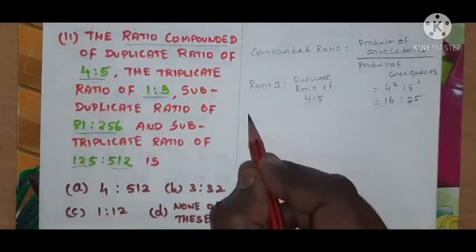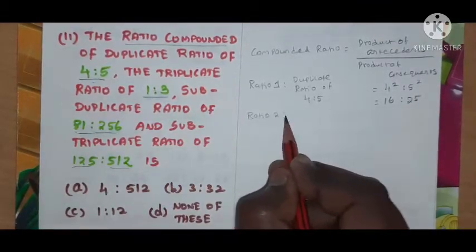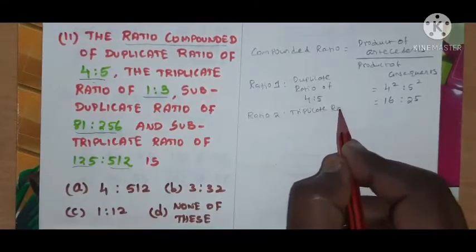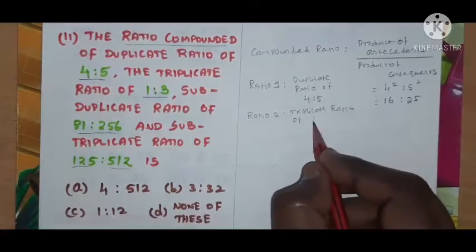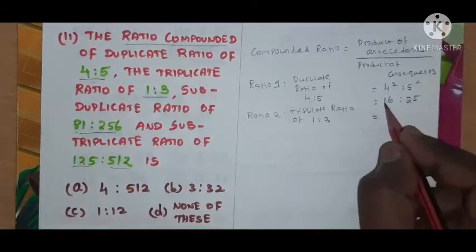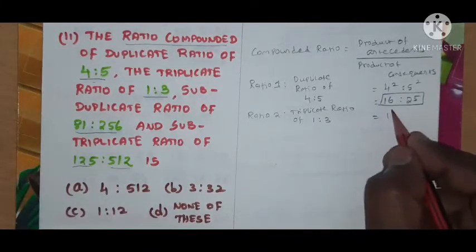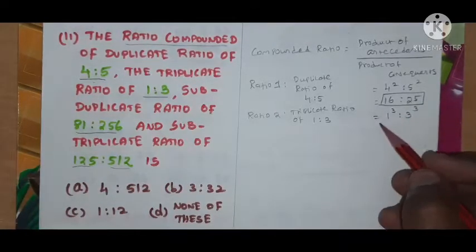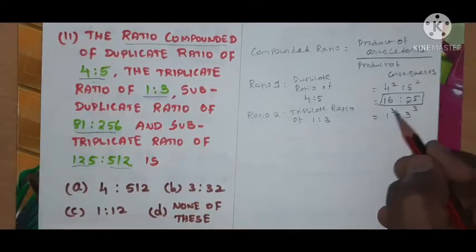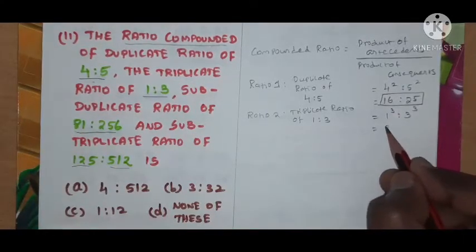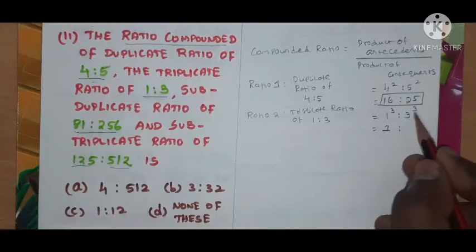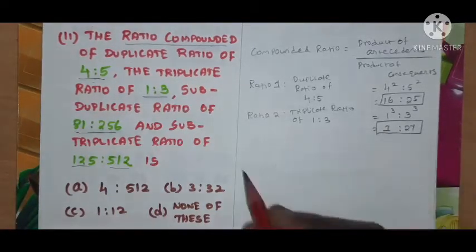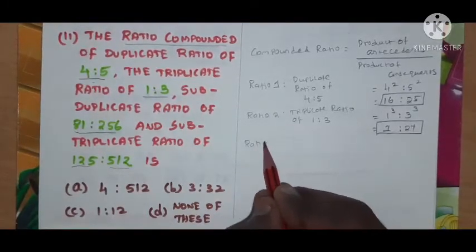Right. Next, ratio 2. The triplicate ratio of 1 is to 3, which is equal to 1 cube is to 3 cube, right? We know how to find the triplicate ratio. We need to cube the terms. So 1 cube is 1 is to 3 cube, which is 3 into 3 into 3, 3 3s are 9, 9 3s are 27. So this is the another ratio. Next, ratio 3.